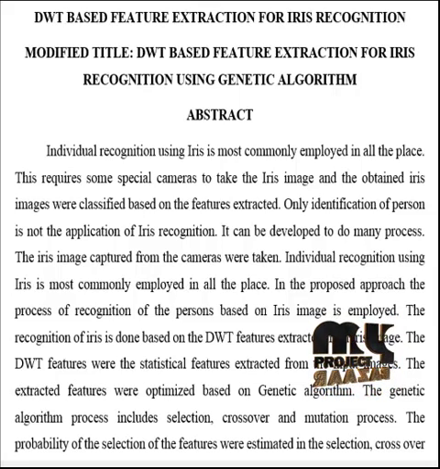In the proposed approach, the recognition of persons based on the iris image is done by extracting DWT features from the iris image. The DWT features are statistical features extracted from the input images. The extracted features are optimized based on a genetic algorithm. The genetic algorithm process includes selection, crossover, and mutation. The probability of selection of the features is estimated in the selection, crossover, and mutation process. The optimized features are then used for the matching process based on Euclidean distance measurement.